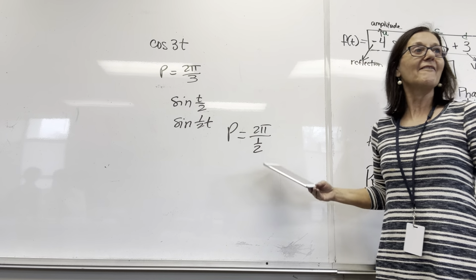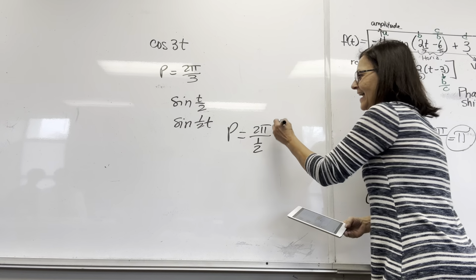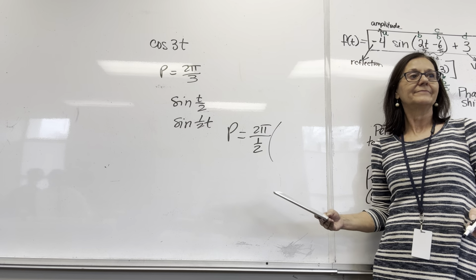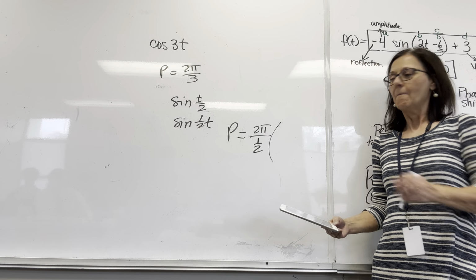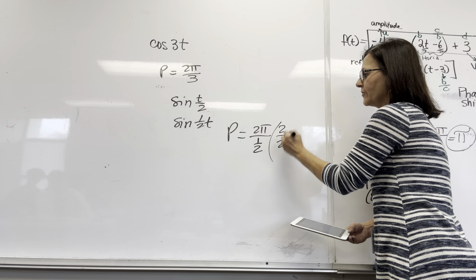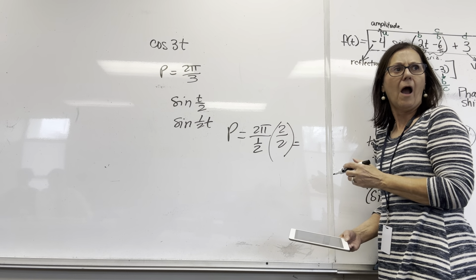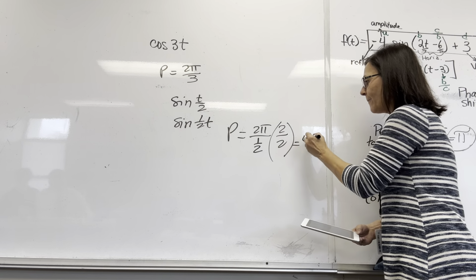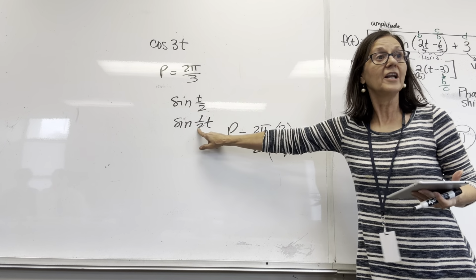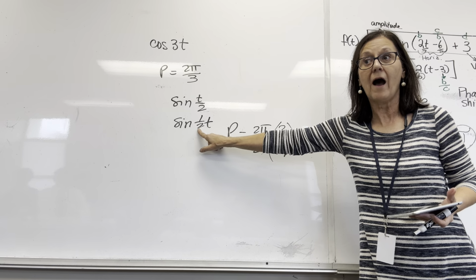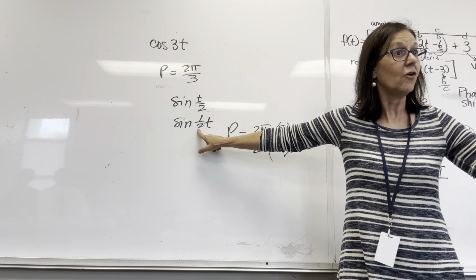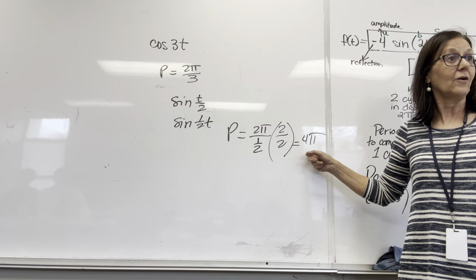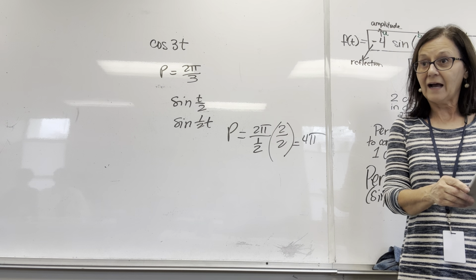Okay, the period is 2 pi over 1/2, the B value. How do I simplify the complex fraction? Multiply by the reciprocal, which is just 2 over 2. So the period is what? 4 pi. What does this say? We're going to complete how many cycles in distance of 2 pi? Half of a cycle. So it's going to take 4 pi to complete one whole cycle. Got it?